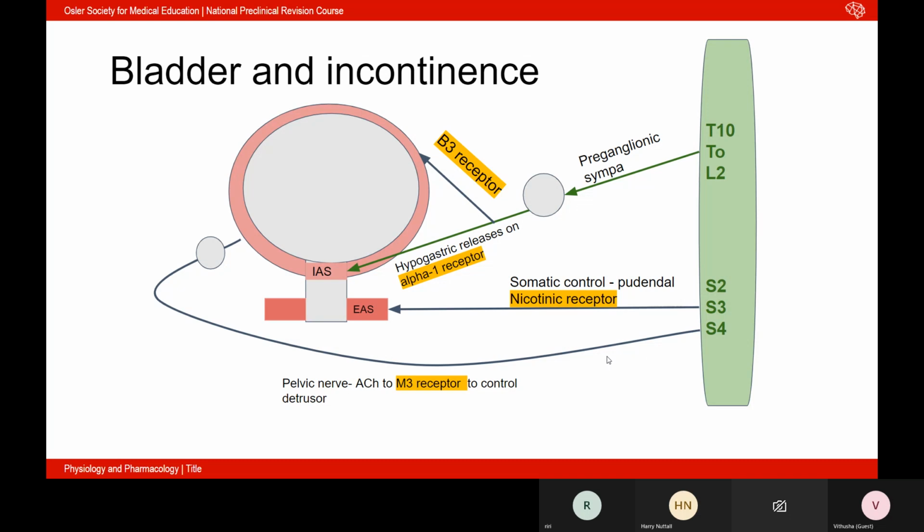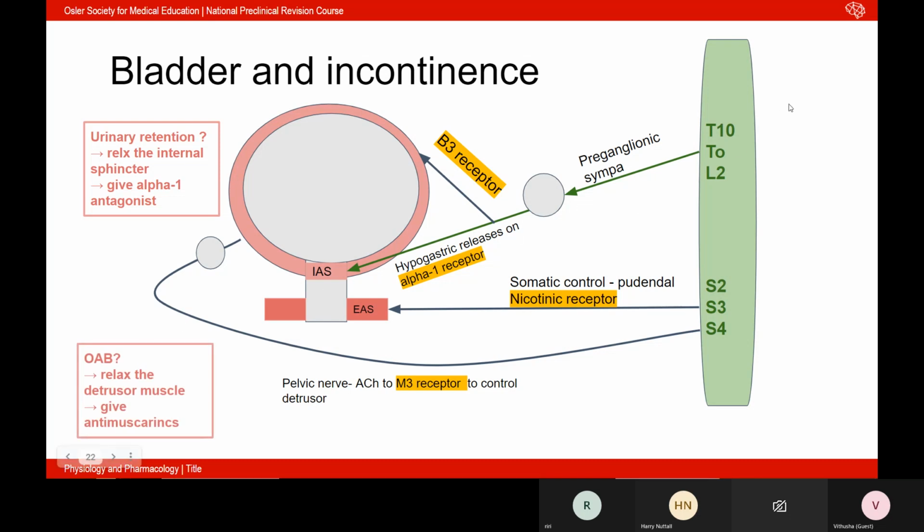So there are 2 drugs to know for this. If a person is in urinary retention, you want to relax the internal sphincter, and that's opposing the sympathetic nervous system, and that would be acting on alpha-1 receptors. The other drug that can be given is if there is an overactive bladder and you want to relax the detrusor muscle, you give antimuscarinics, so that's acting on the M3 receptor. And those are the 2 pharmacologically relevant things we have for this urinary system.